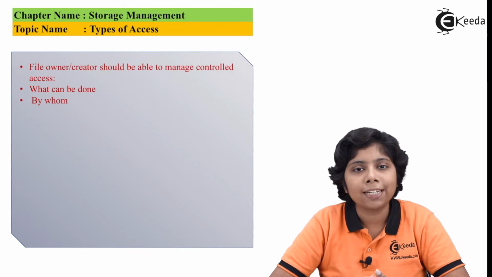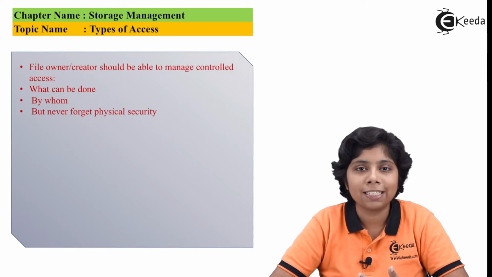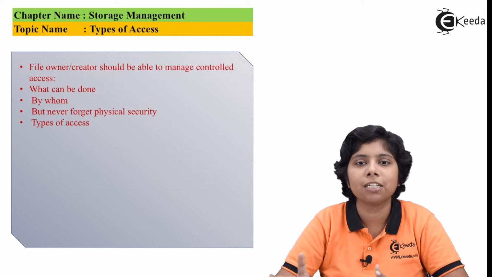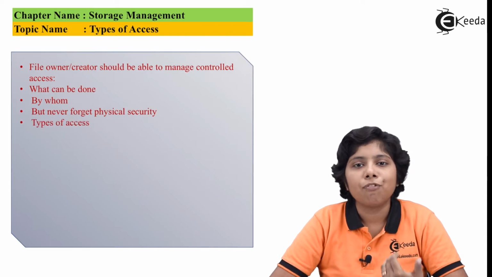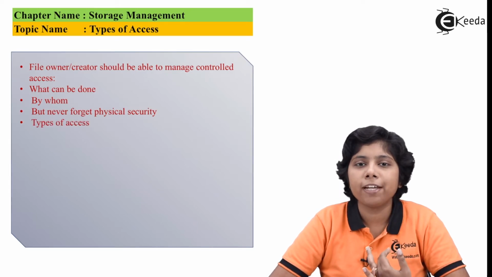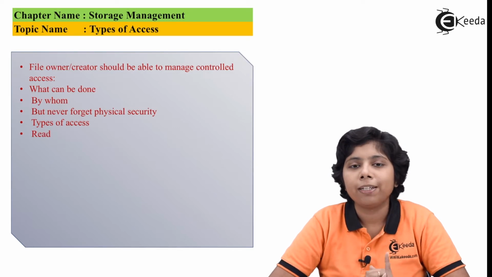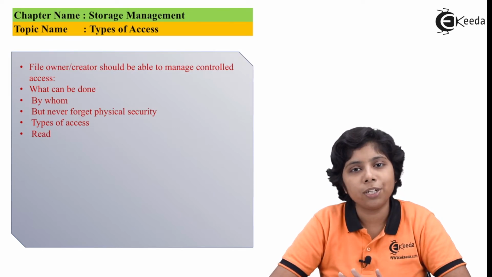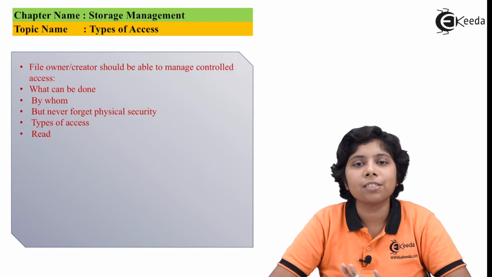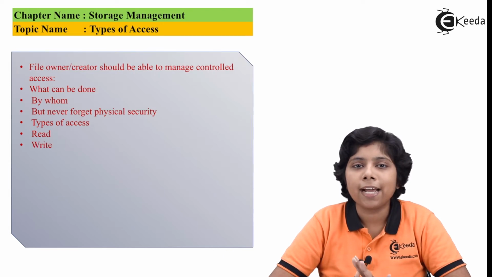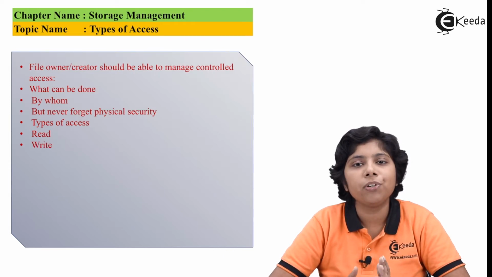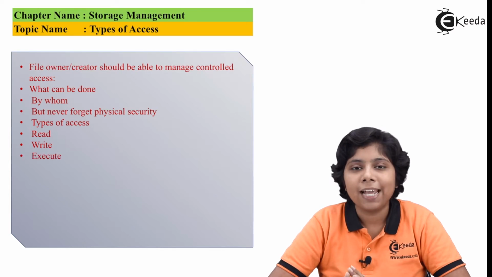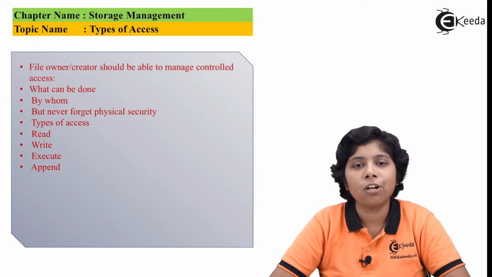To control the access, we need to know about the types of accesses within a file system. The first type of access made by a user is read. With read access, the user can only read a file. The next access is write. In this access, the user can write or rewrite a file. The next access is append. In append, the user can add new information at the end of the file.